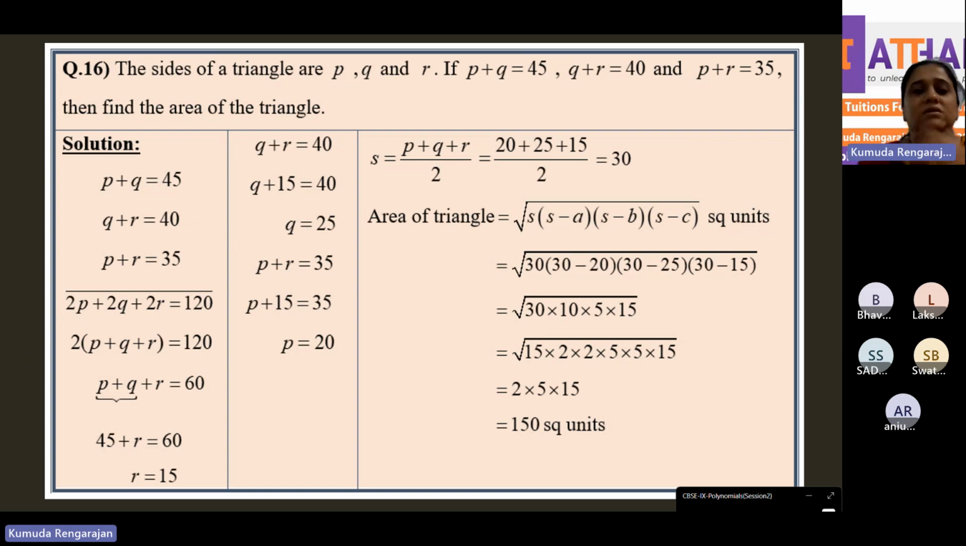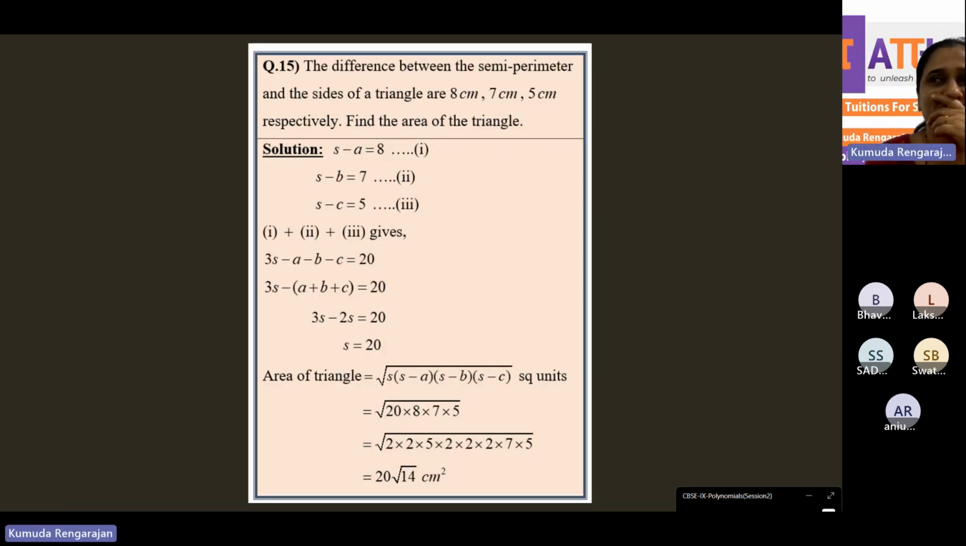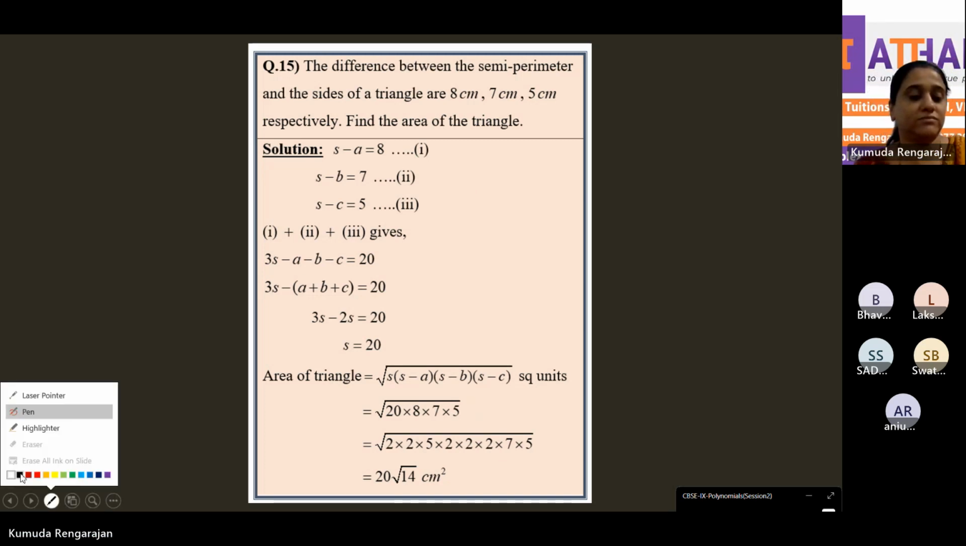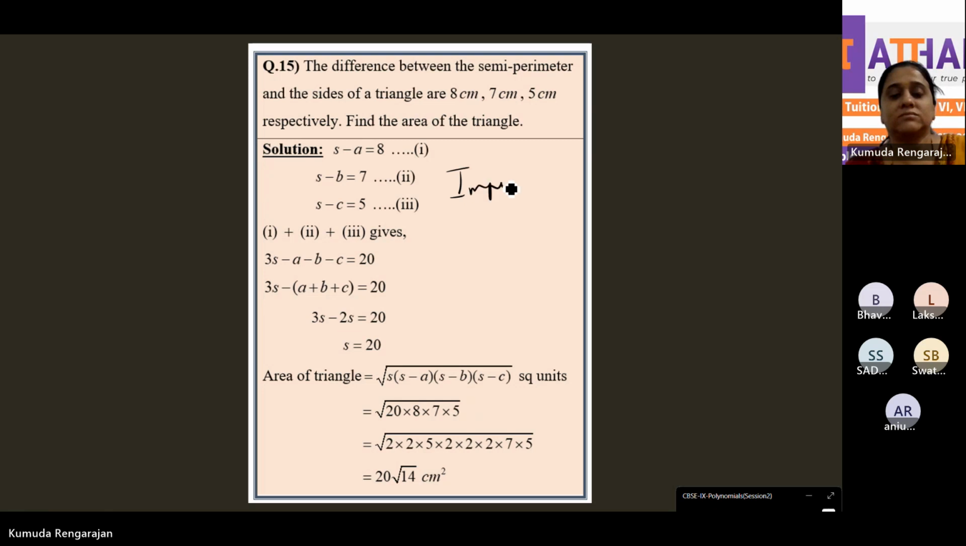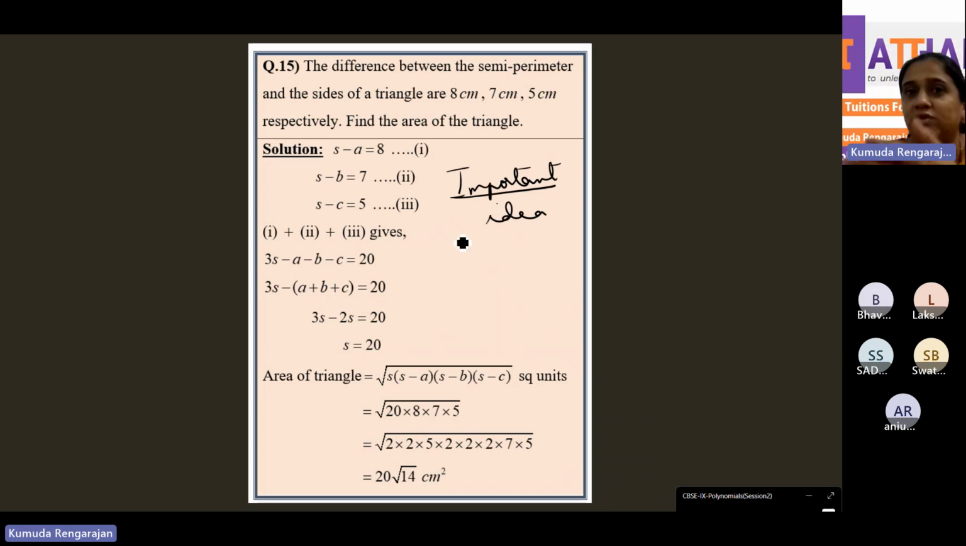take down children. Yes, children, this is the answer to the question. Please write down. Important. This idea is important, not the sum. The idea which you've got through this answer, that is important.